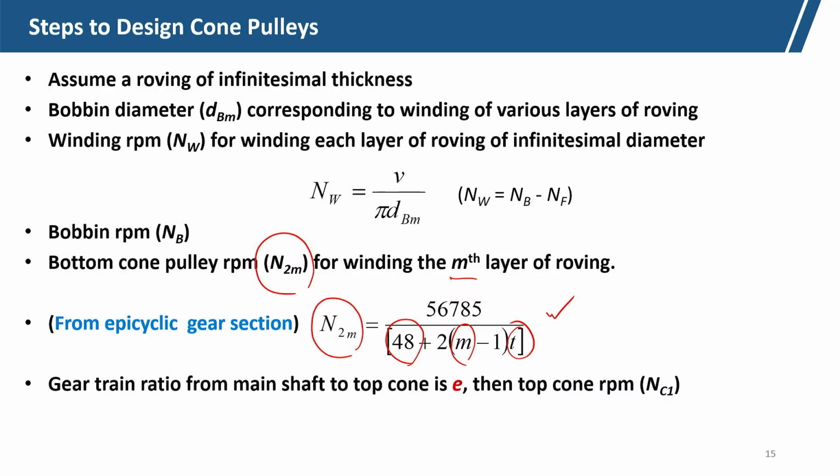The gear train ratio from the main shaft to the top cone is E. Then the top cone pulley speed NC1 will be Nm times E, where Nm is the main shaft pulley speed and E is the gear ratio. What is NC1? It is constant, so Nm is constant and E is also constant because it is a gear ratio. So NC1 is the top cone pulley speed, which is always constant.